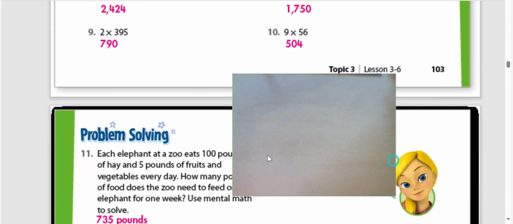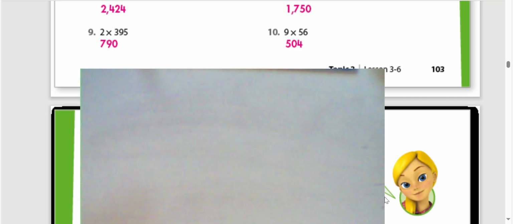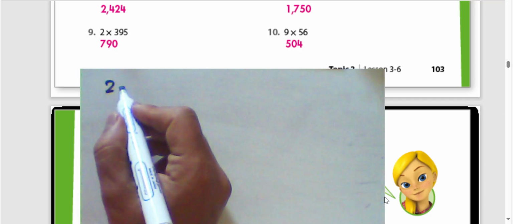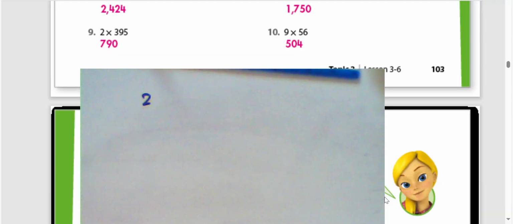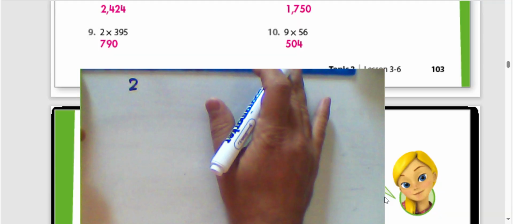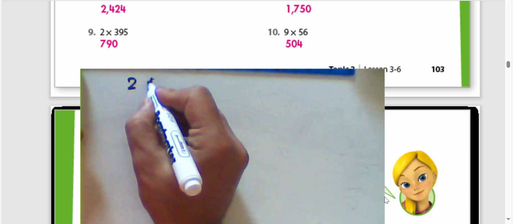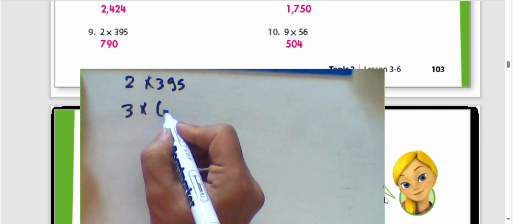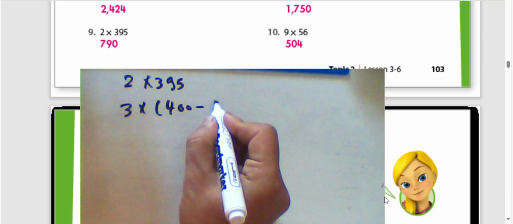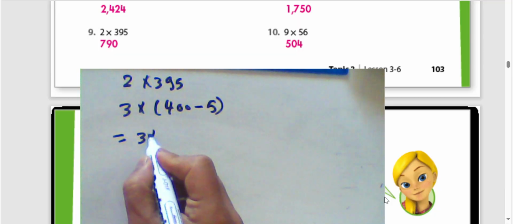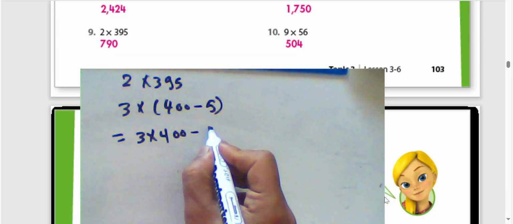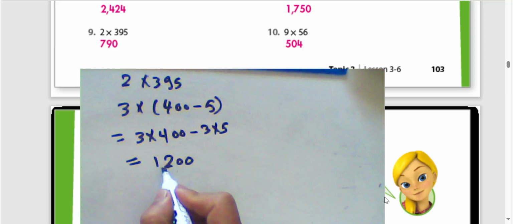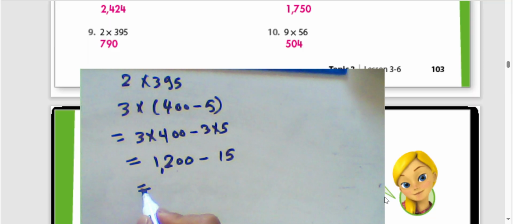2 times 395. Okay, look with me at the steps. 395 is close to 400, so here 400 subtract by 5. Then we can write 3 times 400 subtract by 3 by 5. 3 times 400, write double 0 here, and 3 times 4 equals 12, and 3 times 5 equals 15.